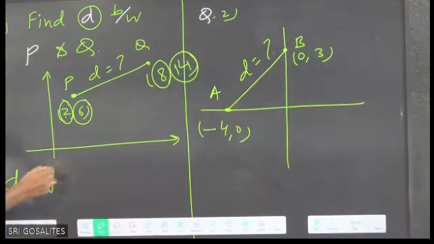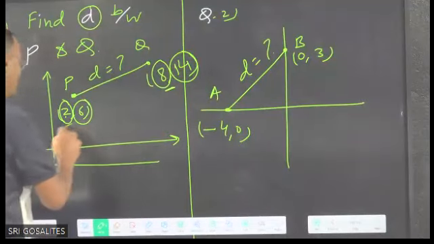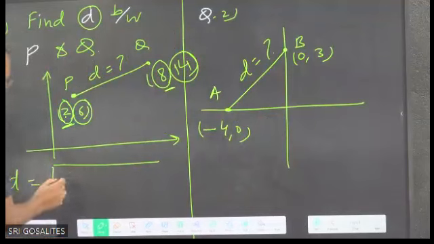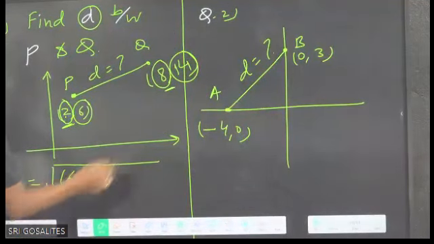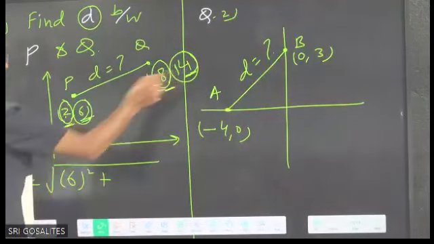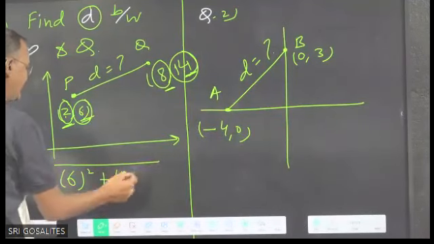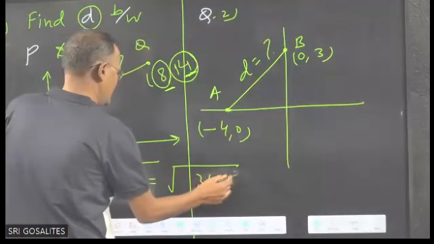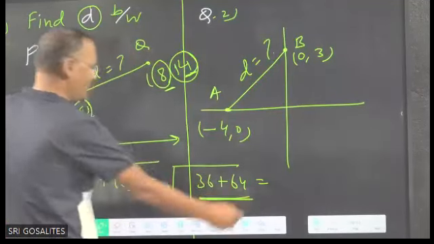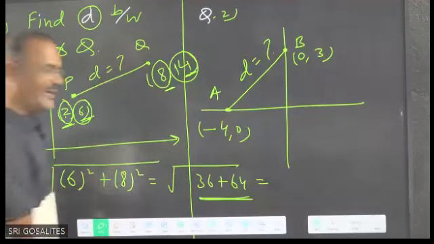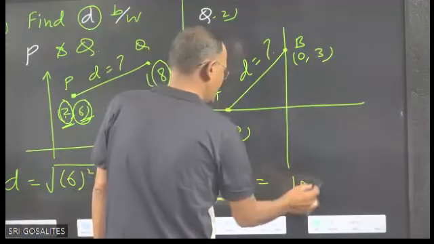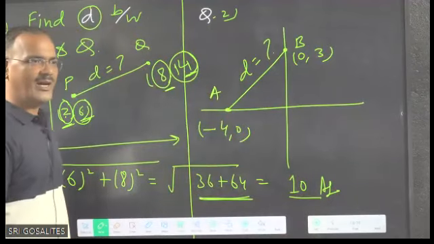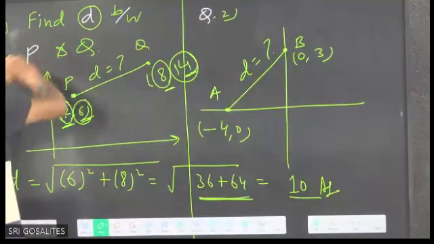Answer: root of (x2 minus x1) whole square, 8 minus 2 is 6, whole square, plus (y2 minus y1), 14 minus 6 is 8. How much? 36 plus 64. Of course, it's 100. Root of 100 is 10. Well done children. Not root 10, but 10. Root of 100. Okay, fine. So this is your first answer.